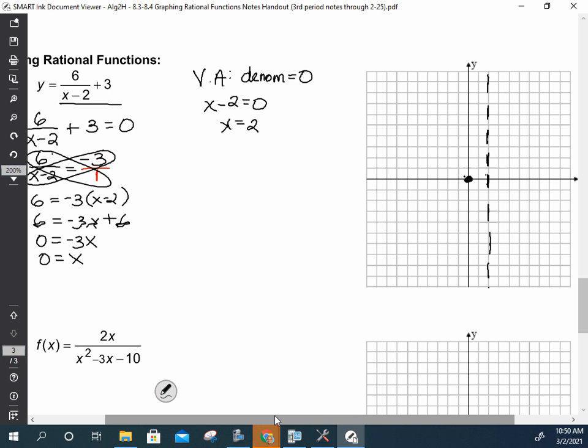You want to draw a solid line? Be my guest. Just make sure that there's a line there. That means your graph can't touch that line. It cannot touch that line.